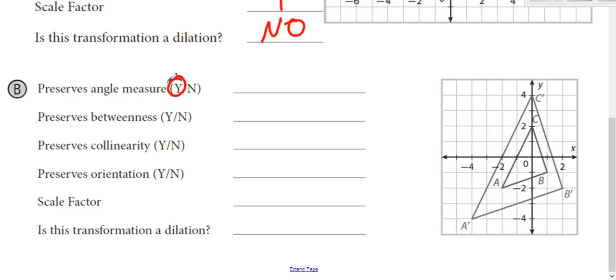Does it preserve betweenness? Is everything that's between A and C still between A prime and C prime? And all the way around, yes. Collinearity, so are things that are collinear? A and C are collinear, A prime and C prime are collinear, yes. How about orientation? We're going A, B, C in a counterclockwise order. A prime, B prime, C prime, counterclockwise order, yes.